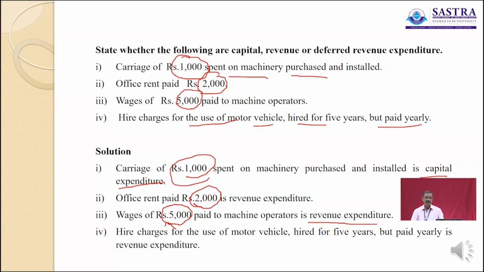And the hire charges for the use of motor vehicle hired for 5 years. See, 5 years is coming under the category of long-term duration and paid yearly, but treated as revenue expenditure.